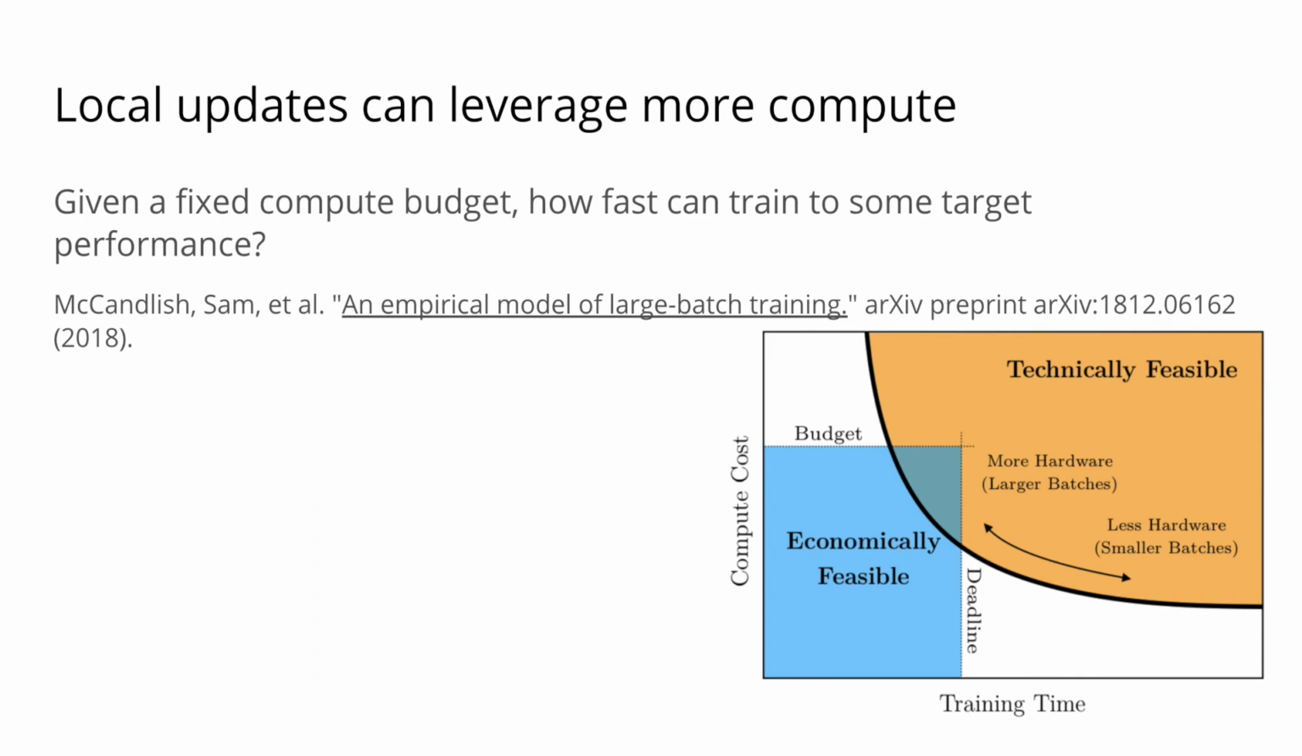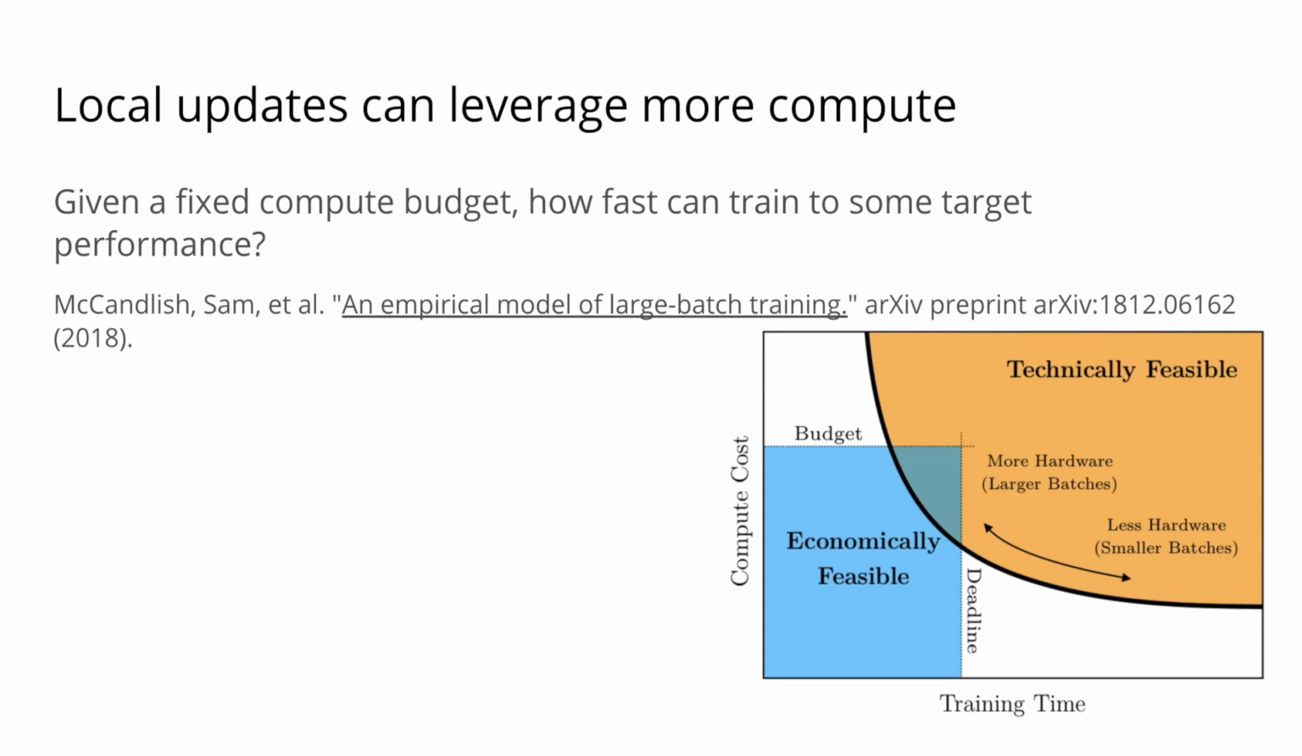The main tool we look at to understand trade-offs between these methods are cost versus time training curves, inspired by an empirical model of large batch training. The idea here is we are free to choose what batch size, and thus what hardware, we can train on. In an ideal world, using more hardware for a shorter time would lead to identical costs. This corresponds to horizontal lines on this figure.